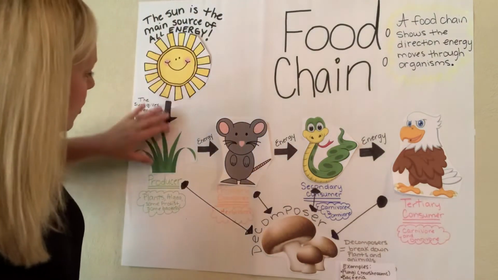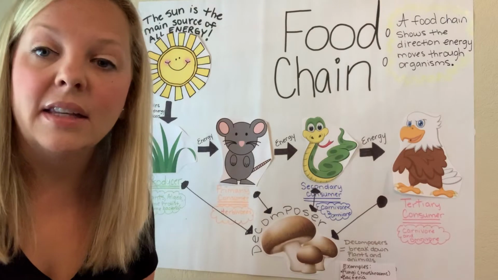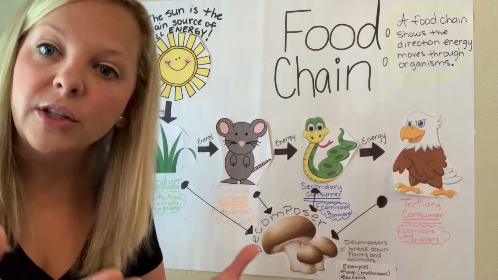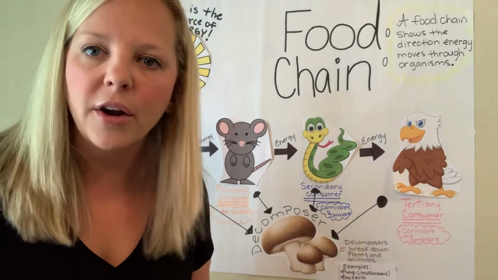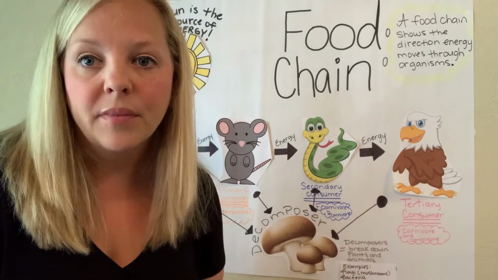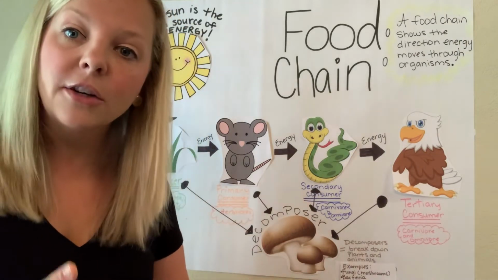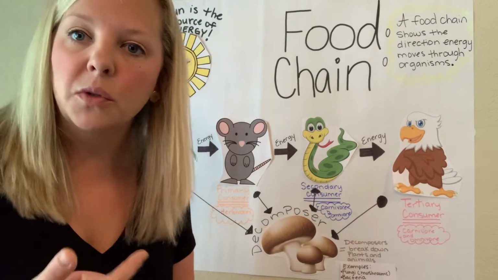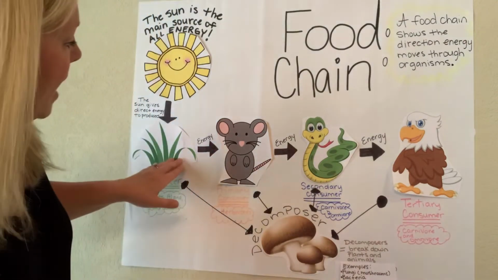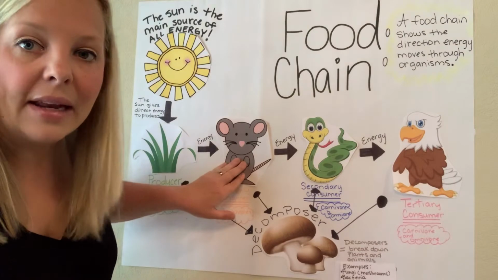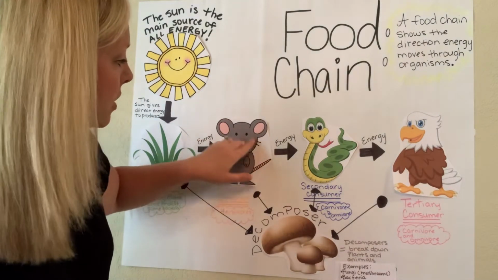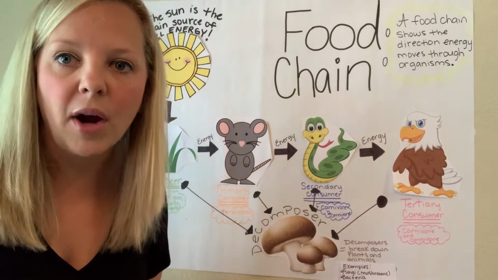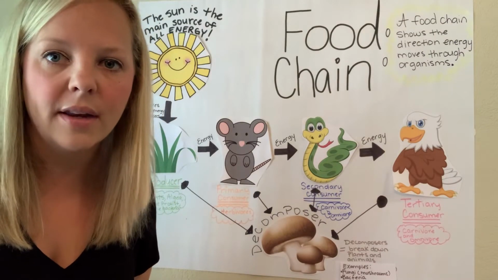Once that producer has gotten the energy, it took in sunlight, it took in carbon dioxide, and it took in water. It's now made sugar and that glucose, and now it has energy for its own life and for its own survival. The next one on our food chain is going to be a primary consumer, and this is a mouse, is the example that I used for the primary consumer in this food chain.